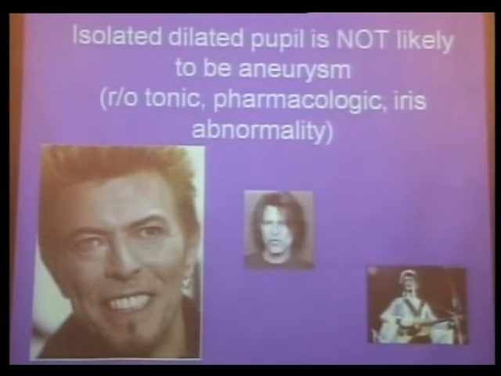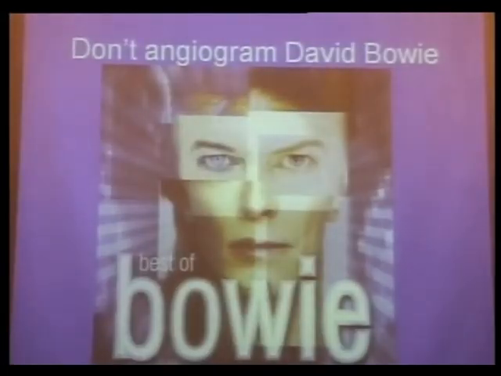The last thing I want to mention to you is pharmacologic dilation. This is David Bowie. I don't know if you ever noticed David Bowie's pupil. One's big, one's small. He has no ptosis. He has no motility deficit. Is this likely to be an aneurysm? No, okay? Don't angiogram David Bowie. David Bowie has heterochromia. That's a traumatic pupil.